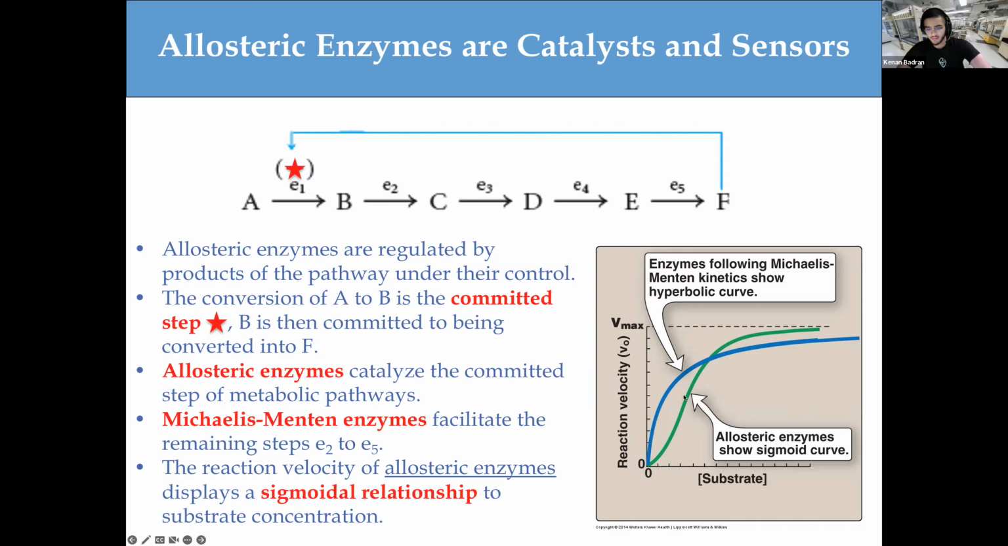At a certain point, there's enough substrate that will cause a change in shape to make the enzyme more active. Hence, the sudden increase in its rate, giving it this typical S shape, where it was first slow, then fast, right? And that's what gives it its S shape. Hence, it's called a sigmoidal relationship.